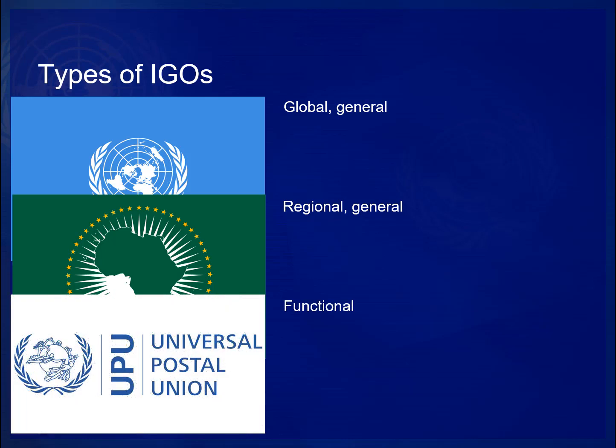Finally, we have functional IGOs, which generally have a narrow mandate to deal with a specific issue or question. Examples here might include the Organization of Petroleum Exporting Countries, OPEC, which seeks to manage the global oil supply by coordinating production output among its members, or the Universal Postal Union, which facilitates the global exchange of mail.